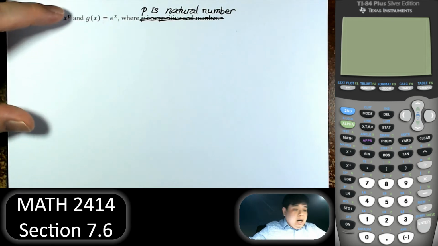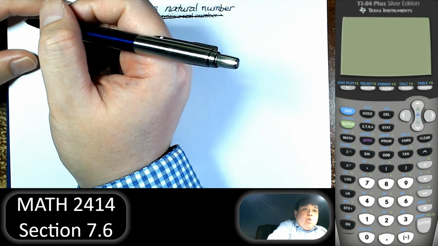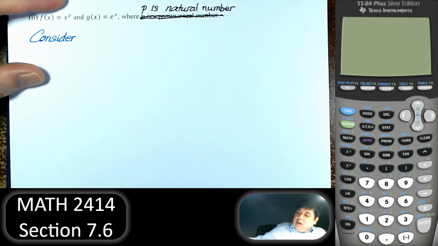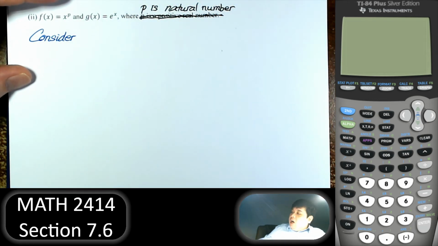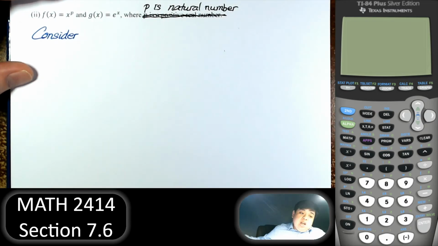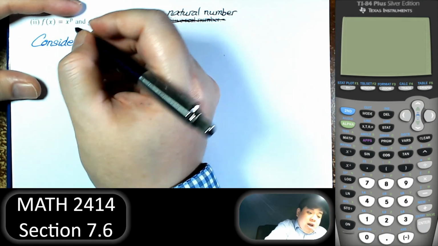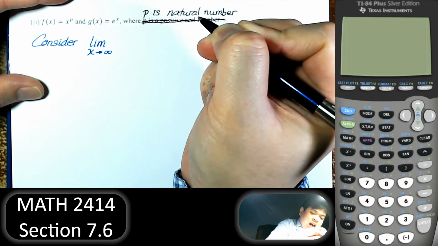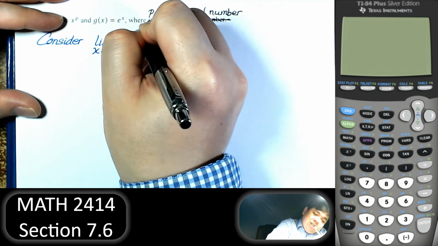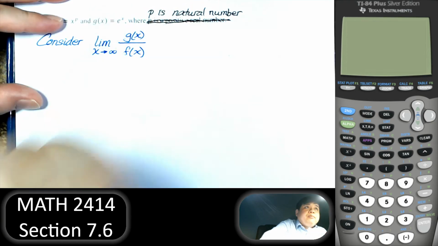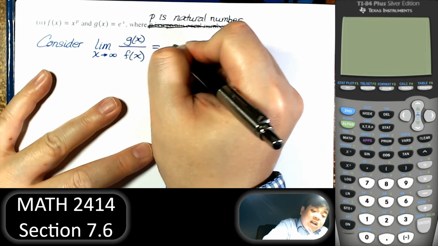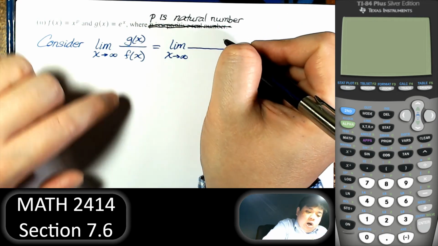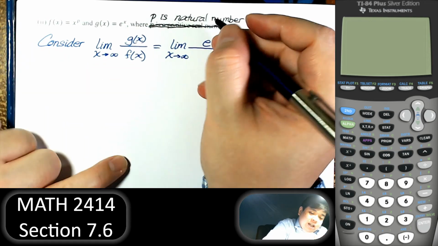So let's just divide them. Like I said, it doesn't matter which is which. Earlier we had f of x divided by g of x. This time let's do g of x divided by f of x. It doesn't matter; let one divide by the other. As x goes to infinity, let's say g of x over f of x. So we're trying to find that limit.